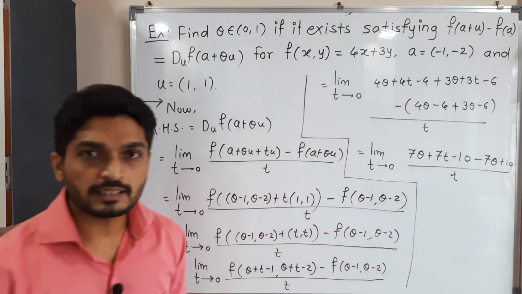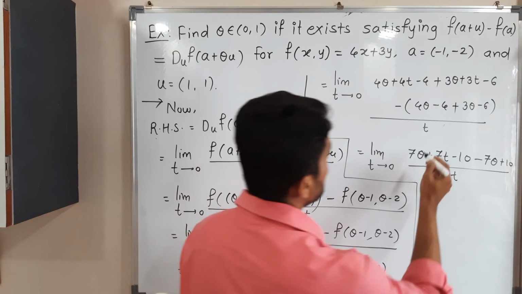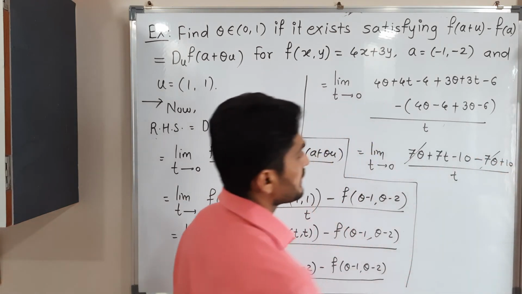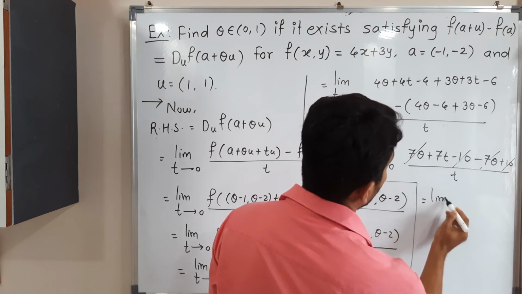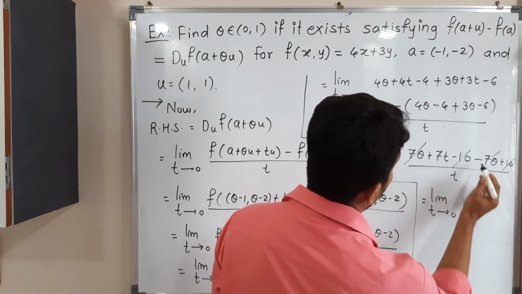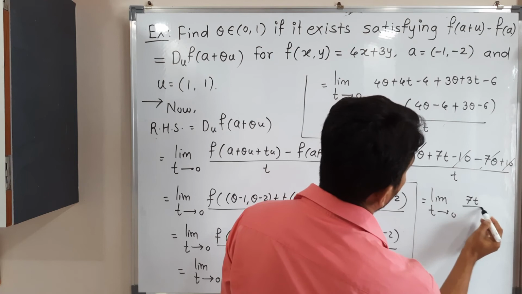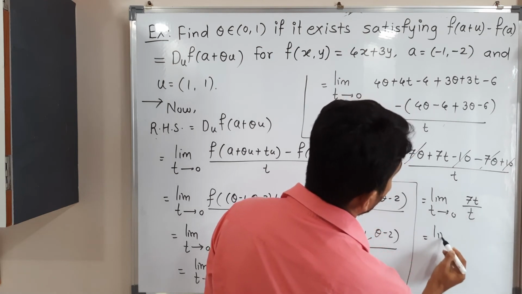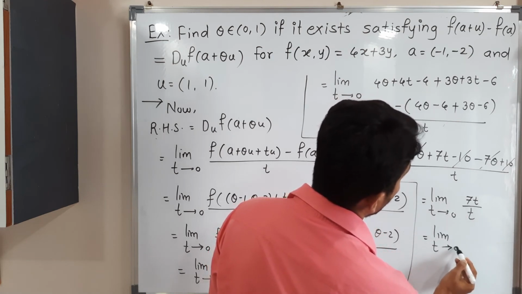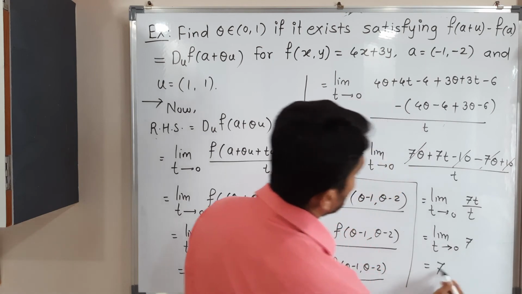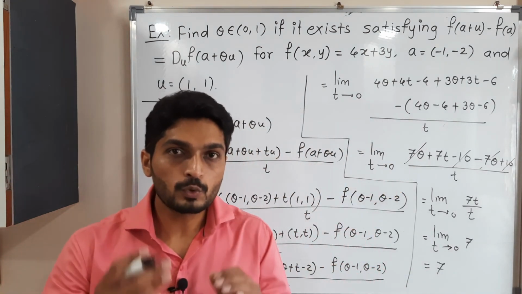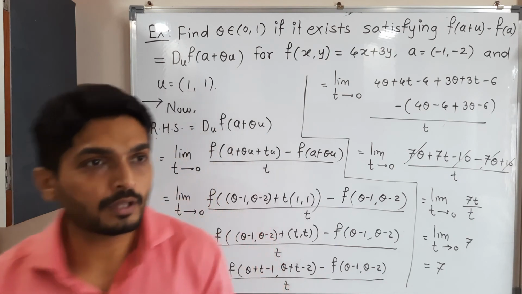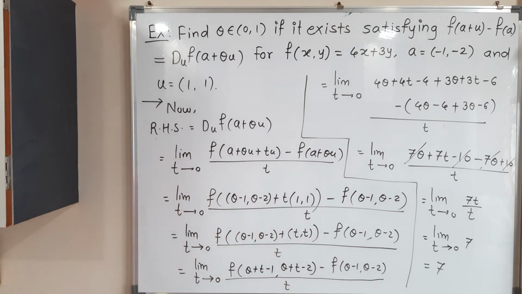Tell me, can we cancel anything? Yes, obviously we can cancel 7 theta minus 7 theta. Minus 10 plus 10 will get cancelled. So this is limit t tends to 0, and here we have 7t divided by t. So t will get cancelled. So limit t tends to 0 and we will have 7. But 7 is a constant, no? So we will have 7 only. So what is our right hand side? 7. Okay. Make a screenshot of it. After that we will go for next part of this problem.